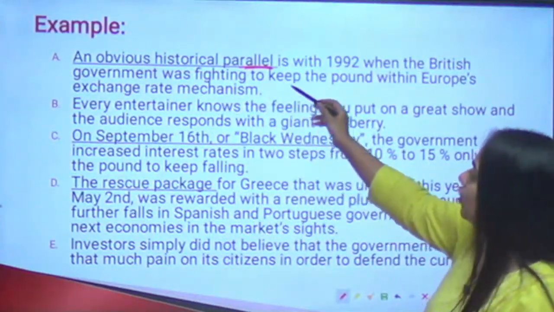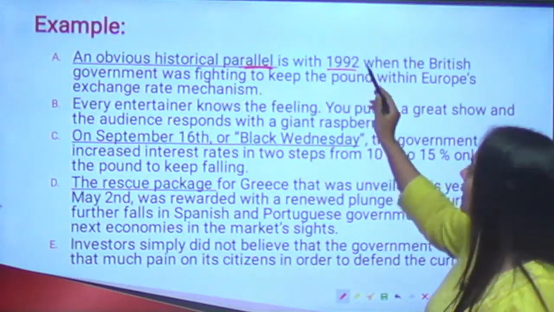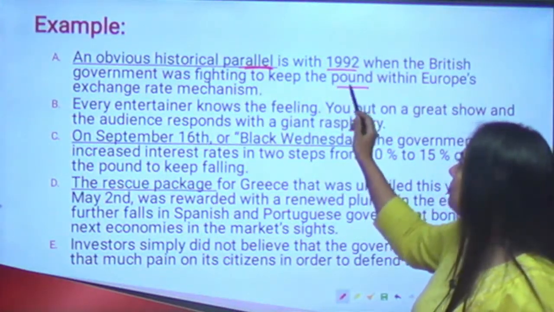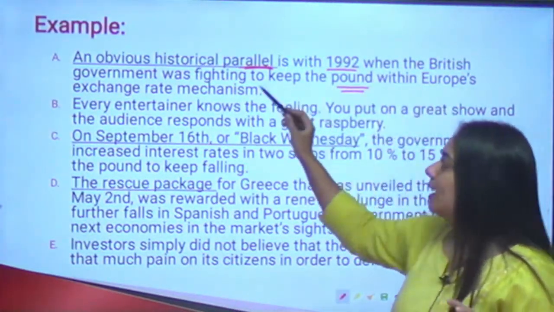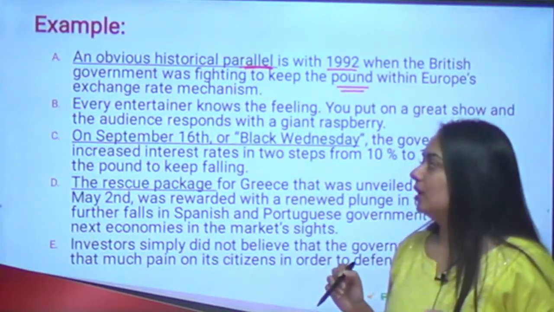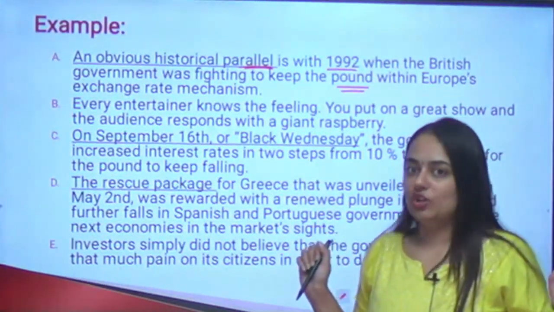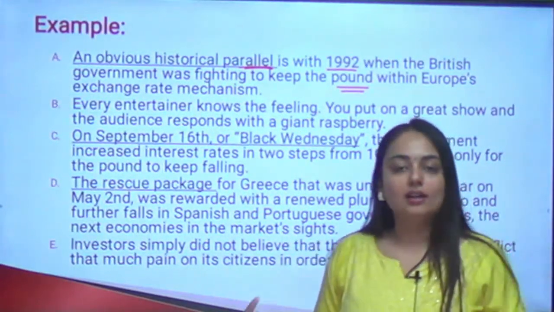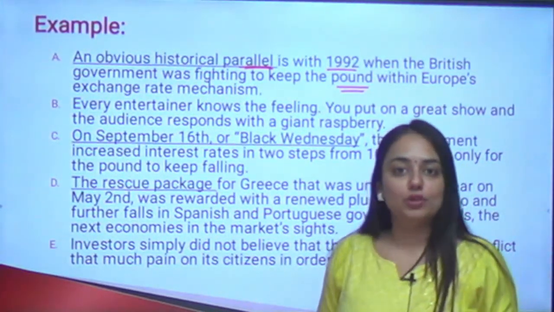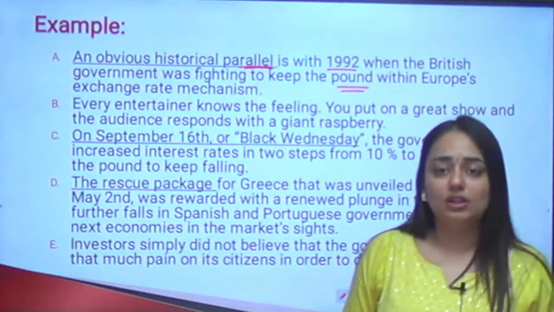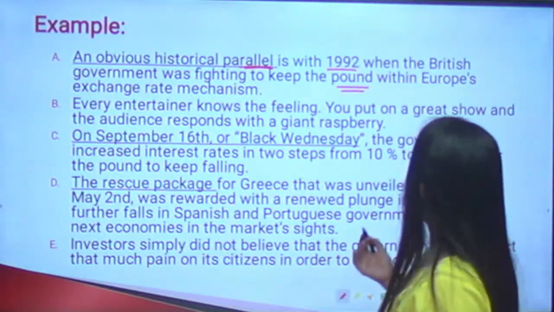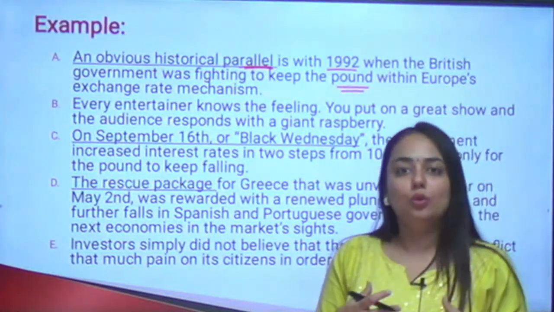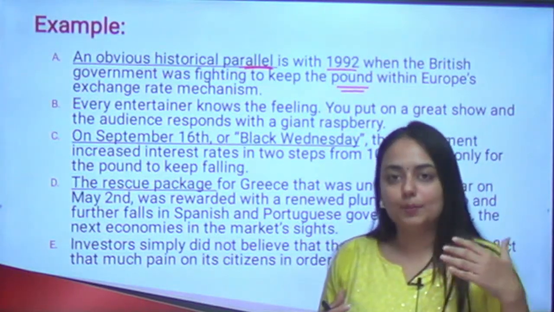An obvious historical parallel is within 1992, when the British government was fighting to keep the pound within Europe's exchange rate mechanism. Okay, this is not a general kind of sentence. It doesn't make the picture clear, and I clearly feel that something should be preceding this line to make it even more clear. Why is this sentence talking about Europe's effort to keep its pound fighting, or you can say increasing in value basically?